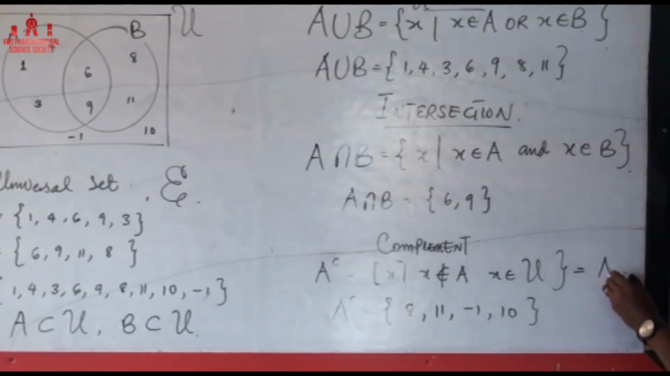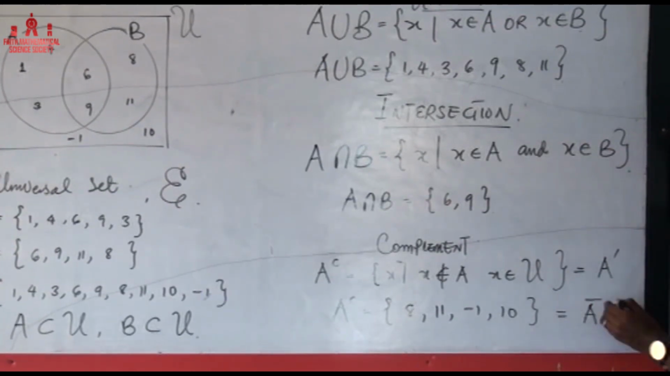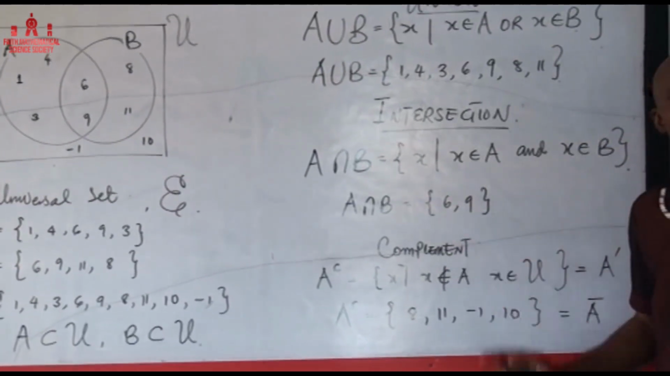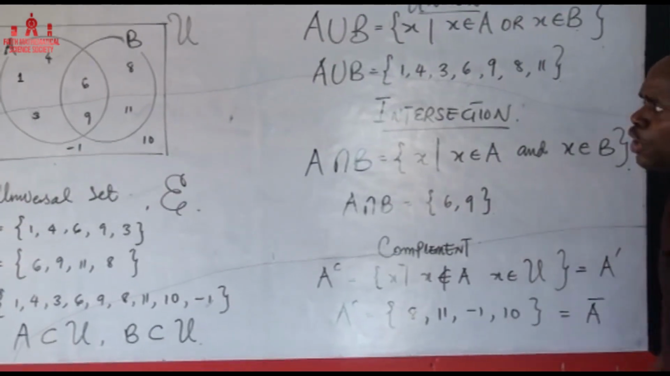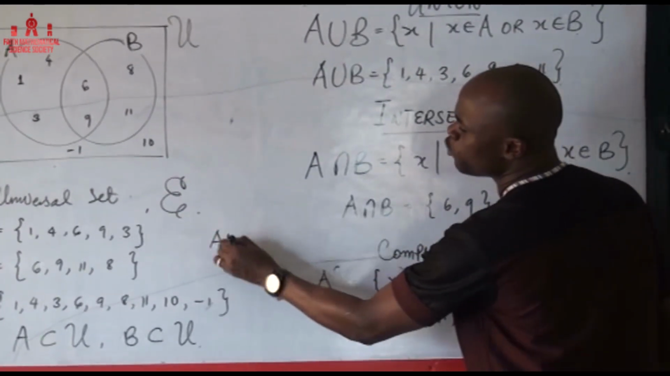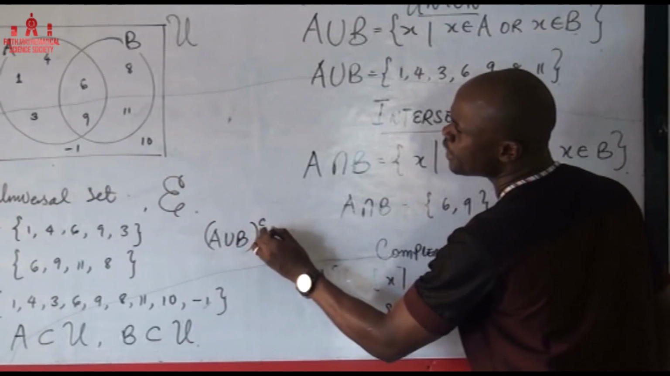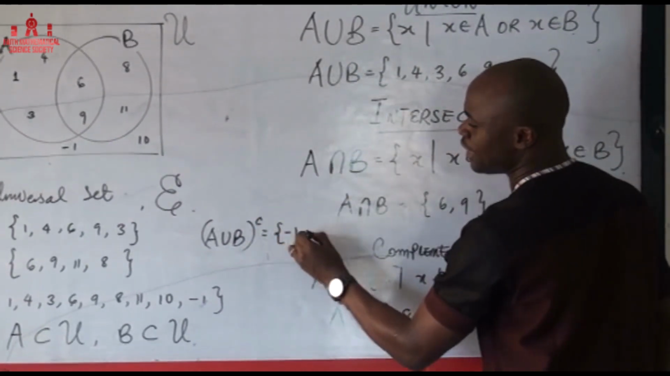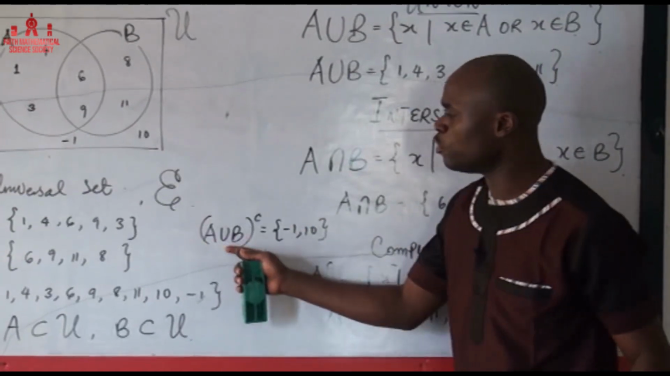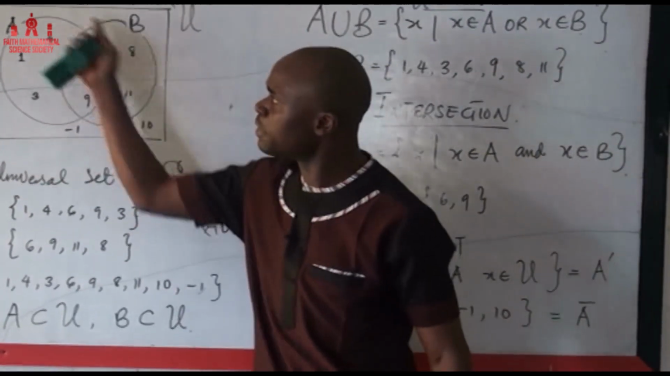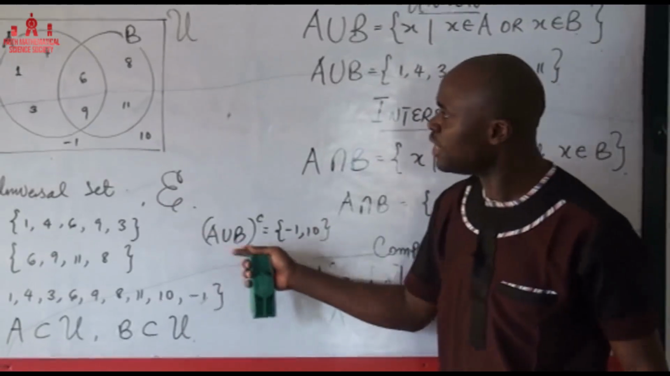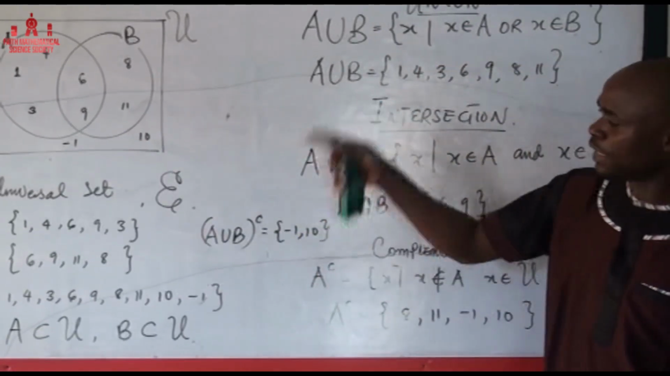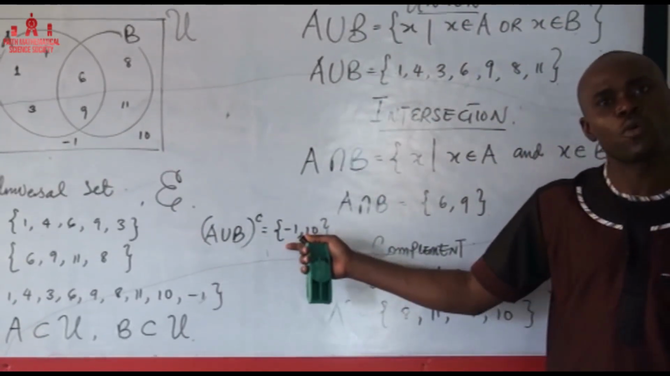Some textbooks use A prime. Some textbooks use A bar. All of these represent A complement. Now, you can also see that the complement of A union B is the same thing as minus 1 and 10. A union B refers to all the elements here, and the complement is those elements that are not in A and are also not in B, and that is minus 1 and 10.